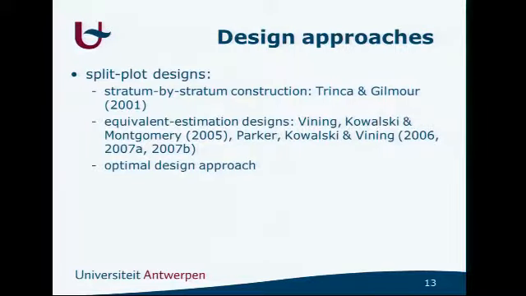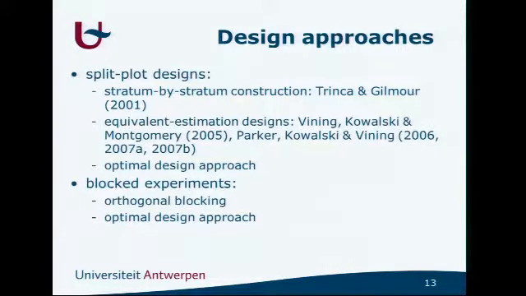These papers dealt with how you can arrange central composite designs and Box-Behnken designs in a split plot structure so that the generalized least squares estimator is equivalent to the ordinary least squares estimator, and that's where the name equivalent estimation designs comes from. Besides these two approaches, the stratum by stratum construction and the equivalent estimation designs, there has also been work from the optimal experimental design angle, and that work has been done, for example, by me in my PhD work, 10 years ago by now.